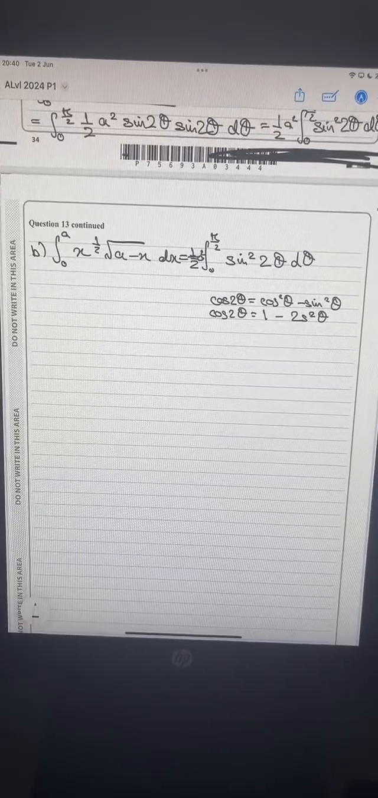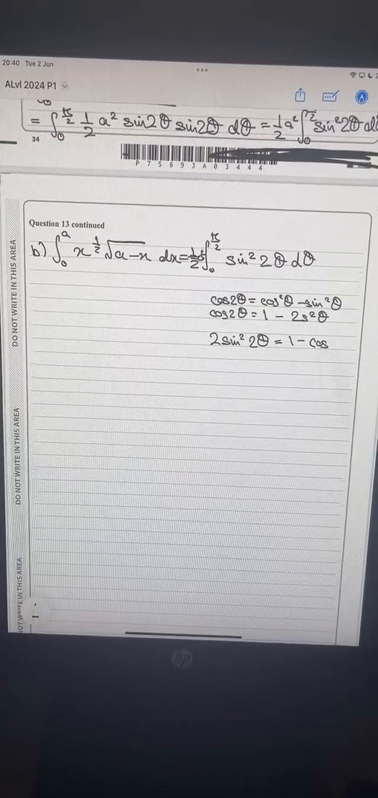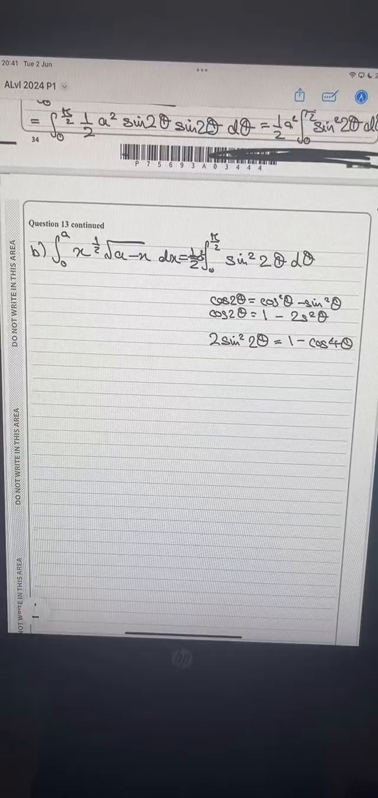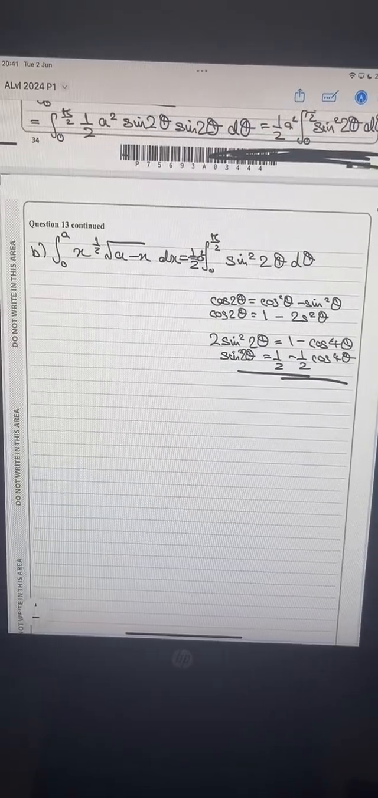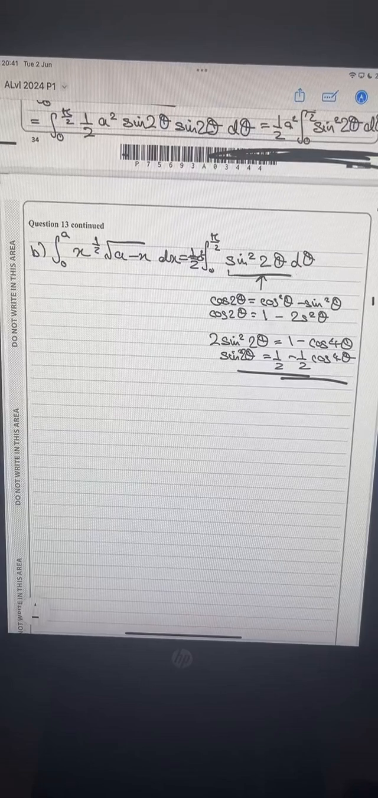I want sine squared of 2 theta. So if I rearrange this, bring this here and bring this here, I have 2 sine squared 2 theta now equals 1 minus cos 4 theta. I've just doubled my thetas. And then sine squared 2 theta is equal to a half minus a half cos 4 theta. Very nice. And I can just substitute that in over here and integrate that more easily.